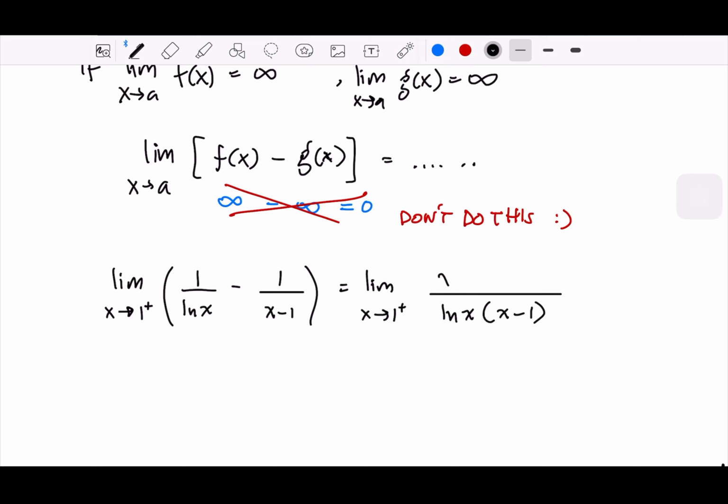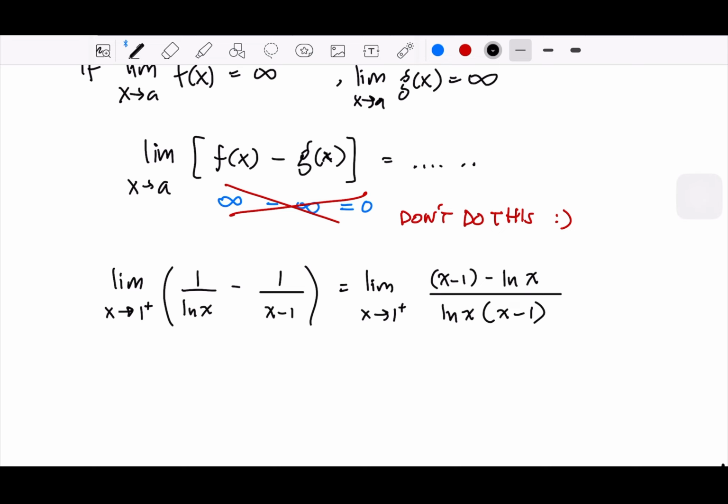So we have x minus 1 minus ln x. If we check, then this will be 0, right? We check 1, this also 0. So this is applicable. So 0 over 0. So after this process, then perhaps we can take L'Hopital. Okay? So we can derive the top, derive the bottom. We take L'Hopital.